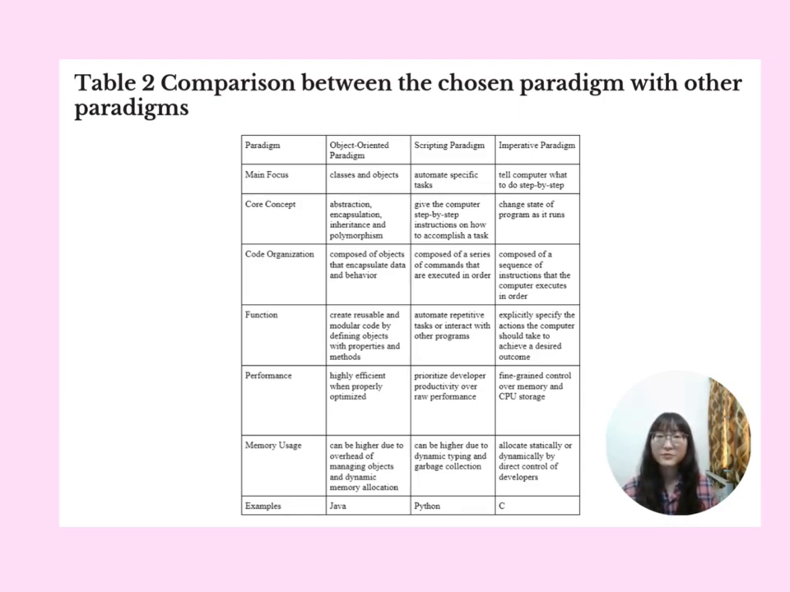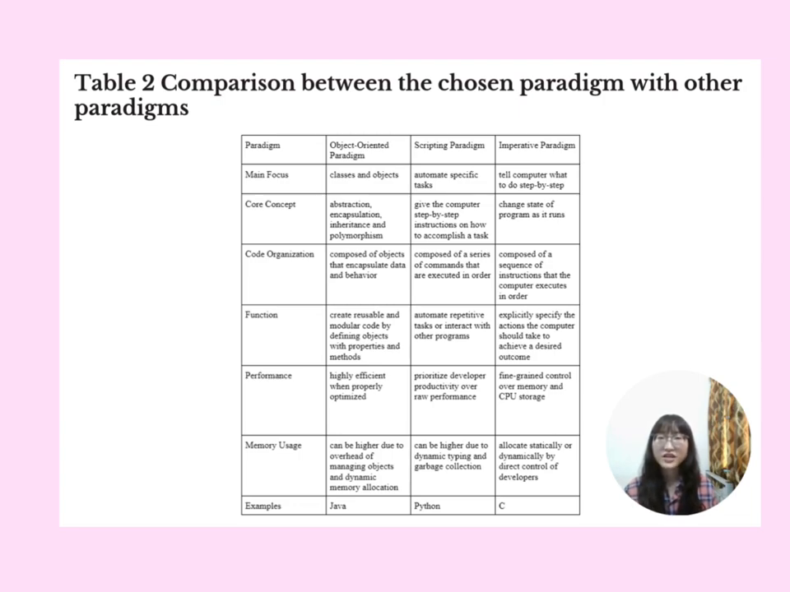The main focus of the object-oriented paradigm is classes and objects. The scripting paradigm is to automate specific tasks, and the imperative paradigm is to tell the computer what to do step by step. The core concepts of the object-oriented paradigm are abstraction, encapsulation, inheritance, and polymorphism, while the scripting paradigm gives the computer step-by-step instructions on how to accomplish a task, and the imperative paradigm changes the state of the program as it runs.